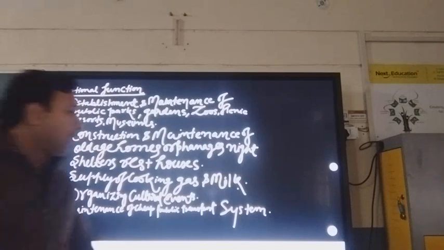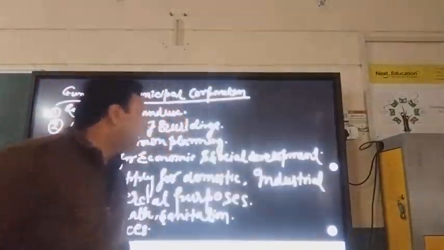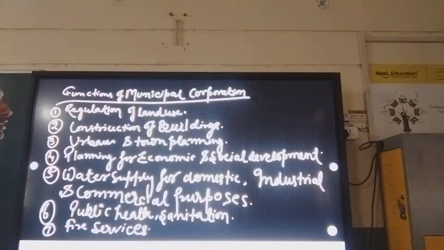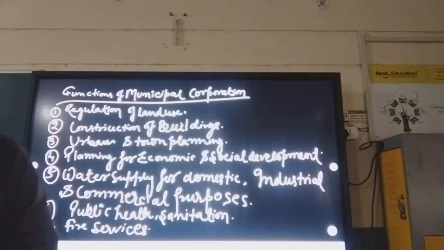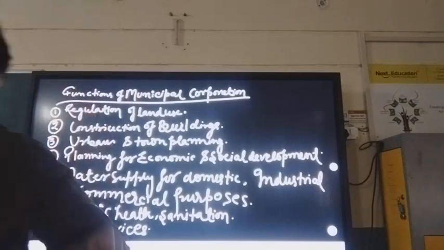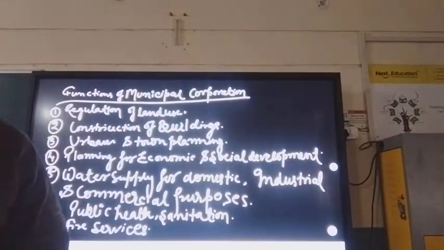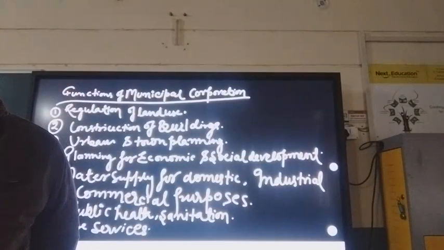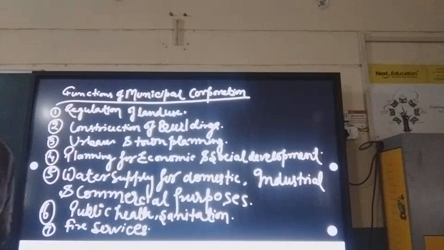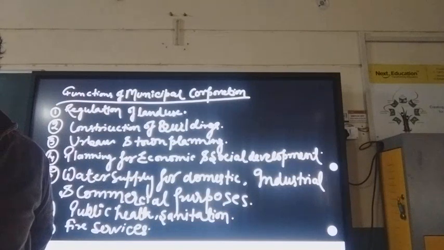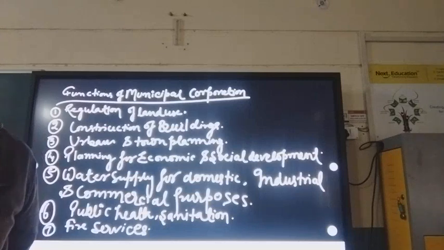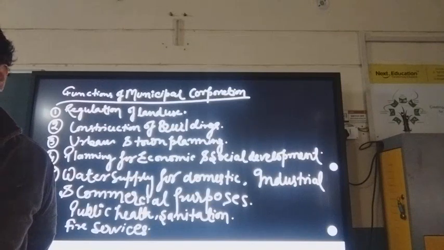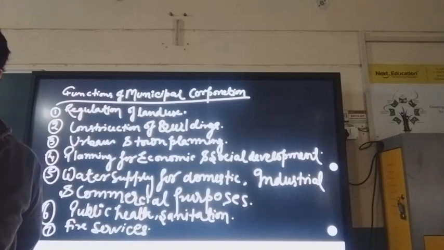Is it clear? Now first you have to write this topic: functions of the municipal corporation. So what are the functions of the municipal corporation? I will tell you. The municipal corporation is the local self-government unit of the city. It deals with all the matters that concern the residents of the city. These functions are generally divided into two categories. Which type of categories? Two categories.